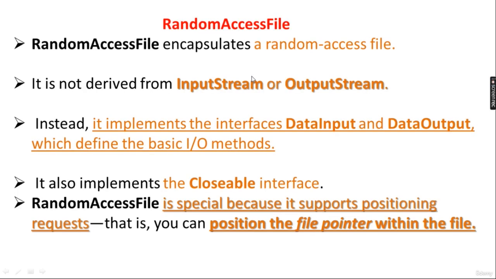Next is RandomAccessFile. It encapsulates a random access file. It is not derived from InputStream or OutputStream. It implements the interfaces DataInput and DataOutput, two interfaces which define the basic input output methods, and this file is randomly accessed. It also implements the Closeable interface. So three interfaces it implements: DataInput, DataOutput, and Closeable. It is special because it supports positioning requests. That is, you can position the file pointer within the file.